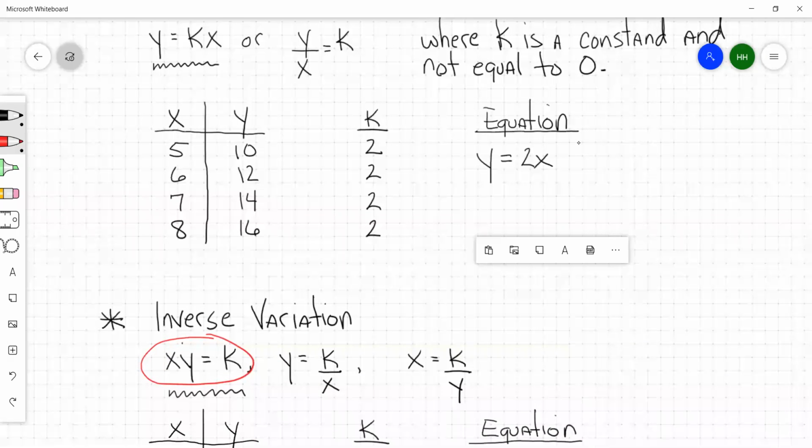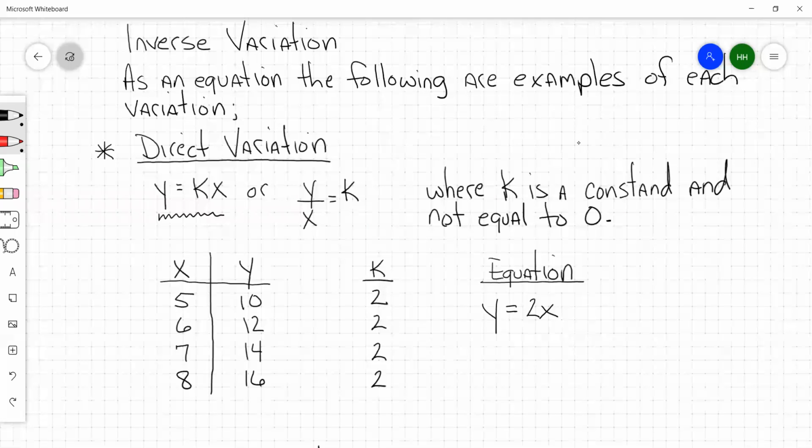Now, you see in this case, x times y is not the same, is it? X times y would be 50. 6 times 12 would be 72. It's not the same, is it? So if x times y is not the same every time, it's not inverse, and it's direct.